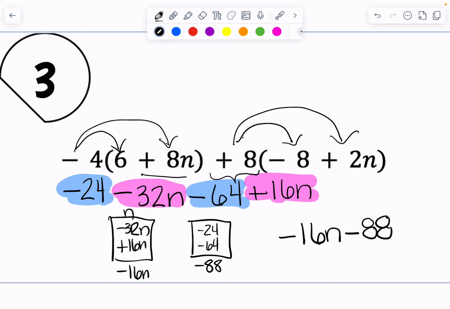So -88. I'm going to ask myself, do I have any parentheses? Nope. Do I have any like terms? Nope. There's my simplest form.